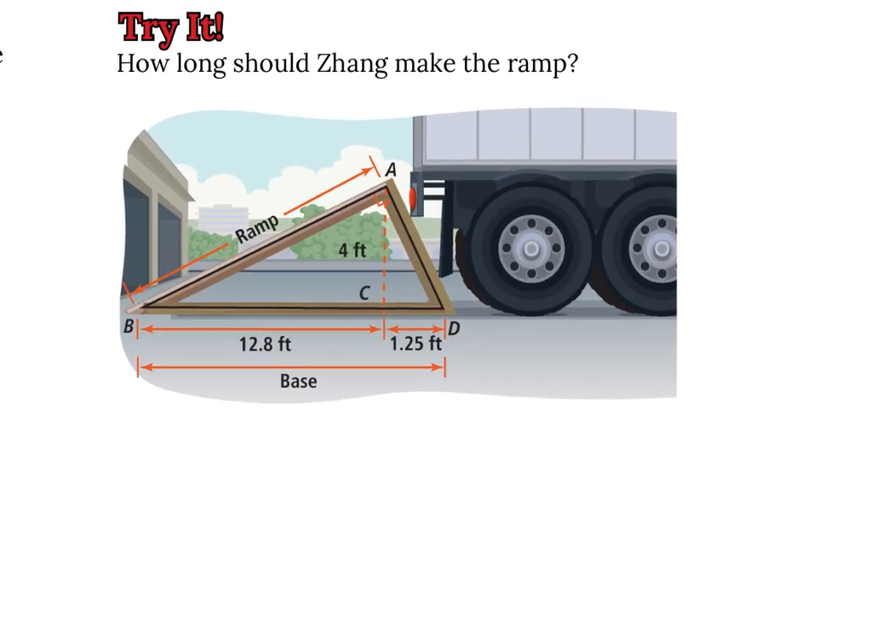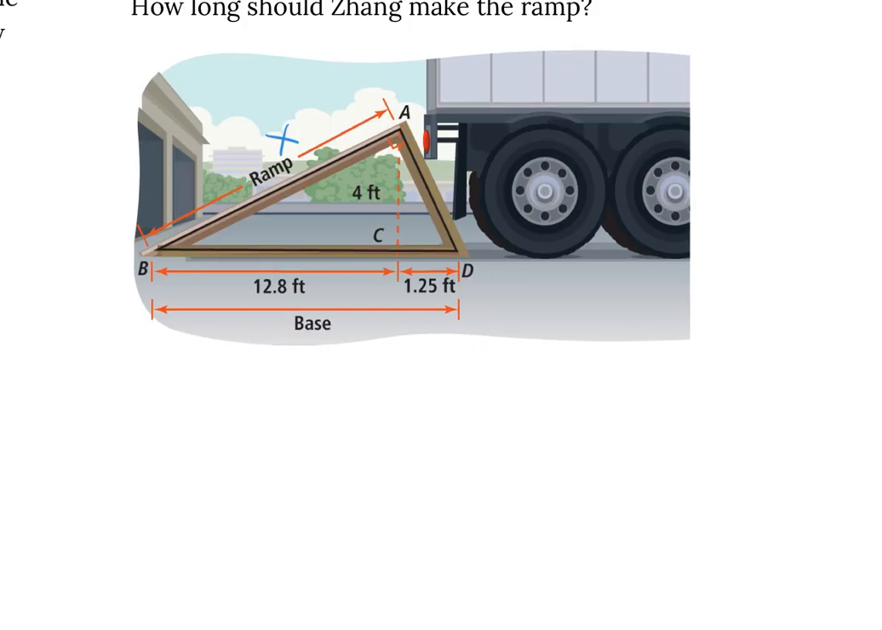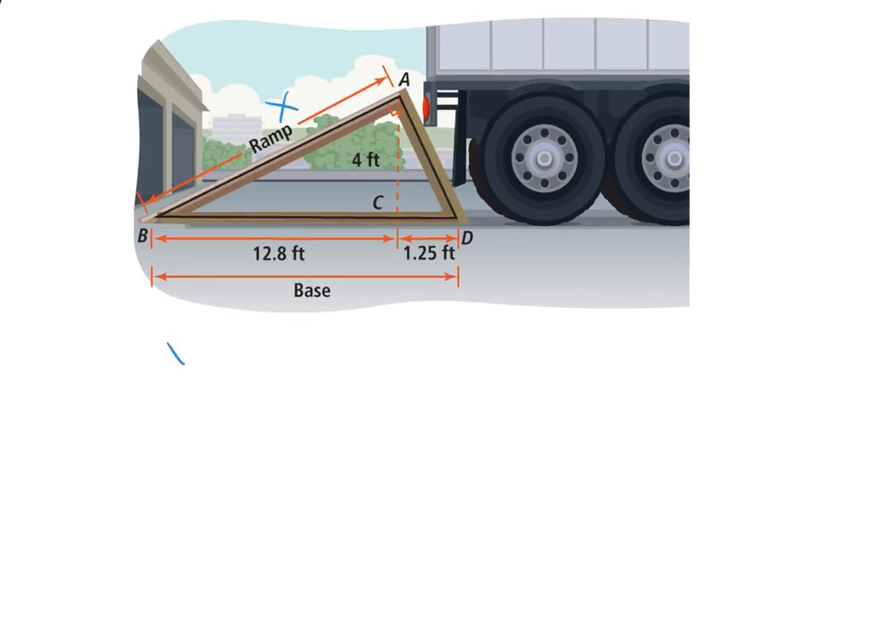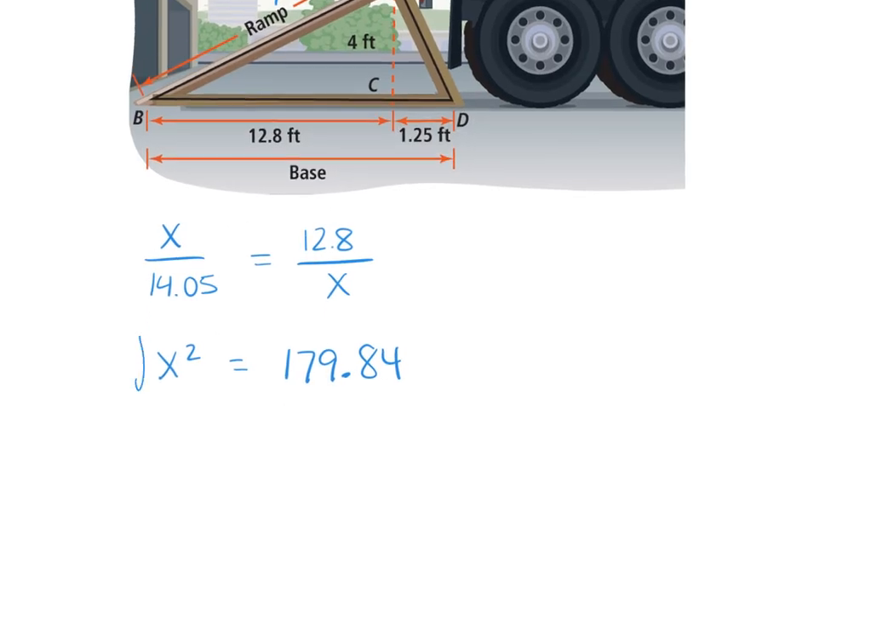Okay. How long do we need to make the ramp? So now we are looking for this measurement. So we're going to set this up as x over the 14.05 equals the 12.8 over x. So we'll have x squared equals 179.84. Take the square root. So x equals 13.4.